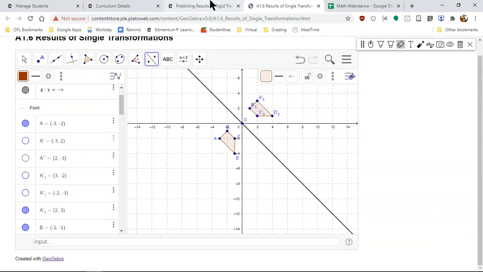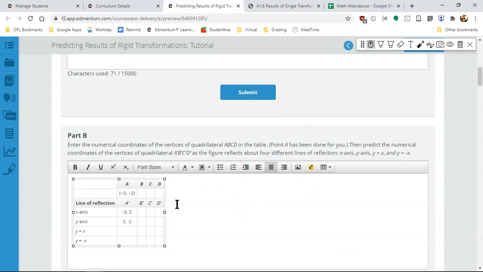Point B is -2, comma, -1. And then you're going to do the same thing. You're going to flip these, change the signs where you need to change the signs. Basically the same. These things expand, by the way. So if it doesn't look like there's enough space, they expand if you write more.